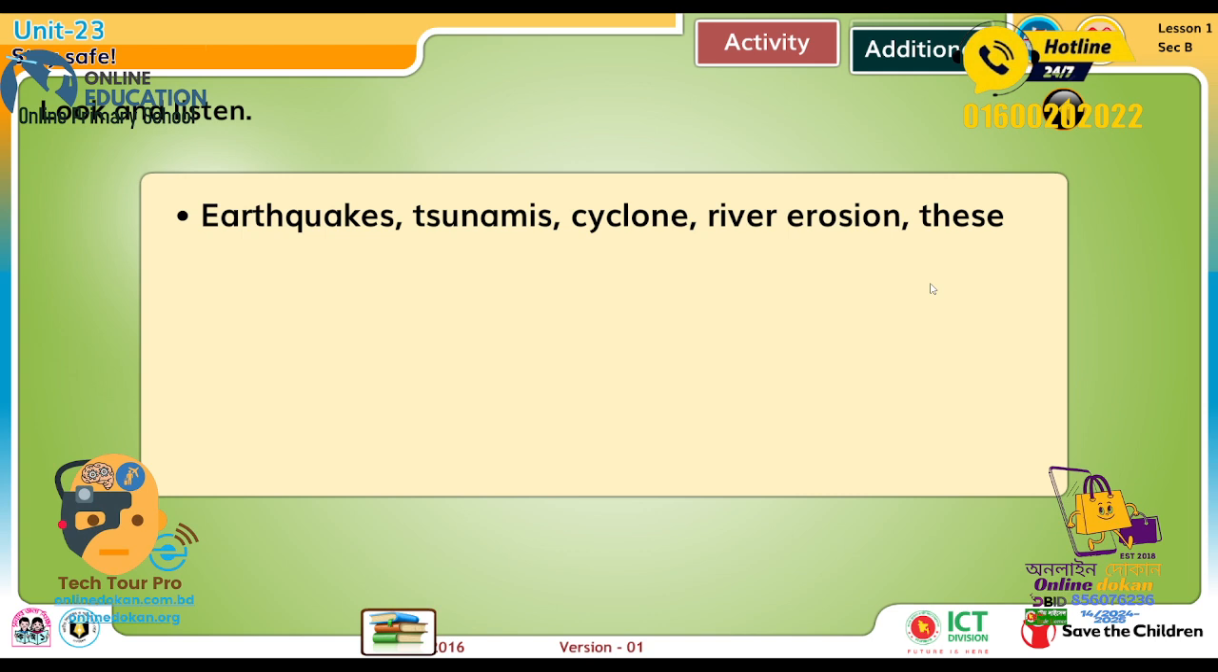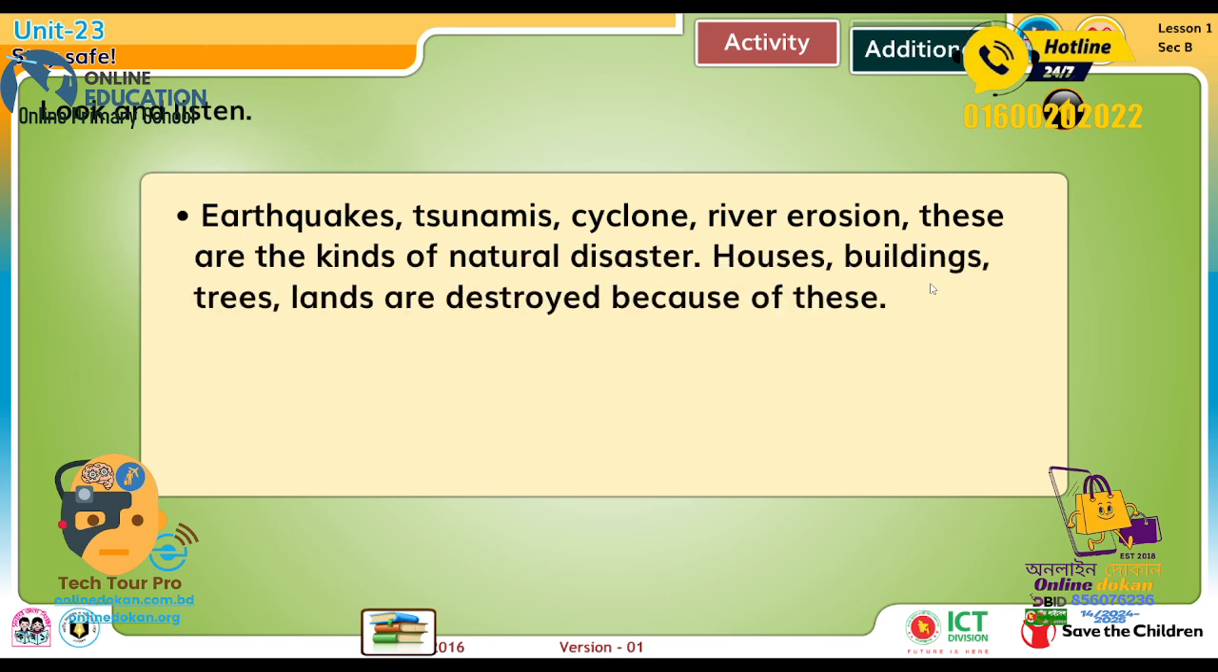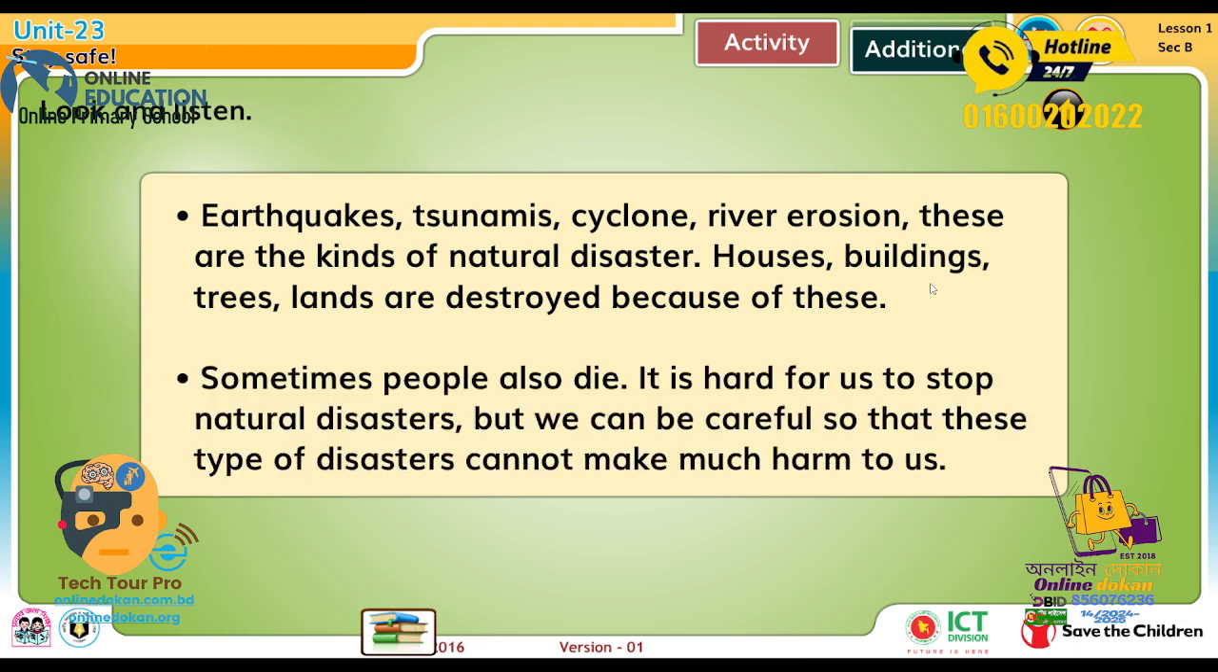Look and listen. Earthquakes, tsunamis, cyclones, river erosion, these are the kinds of natural disaster. Houses, buildings, trees, lands are destroyed because of this. Sometimes people also die. It is hard for us to stop natural disasters, but we can be careful so that this type of disaster cannot do much harm to us.